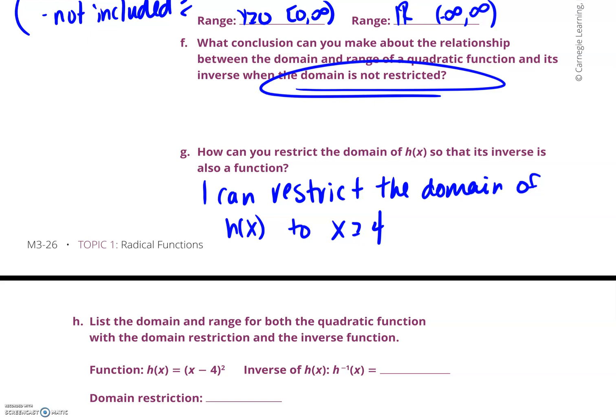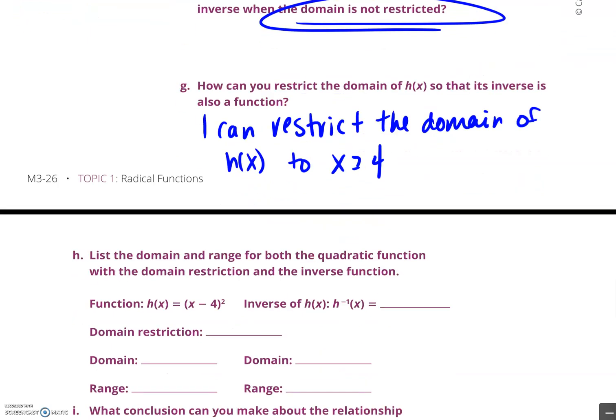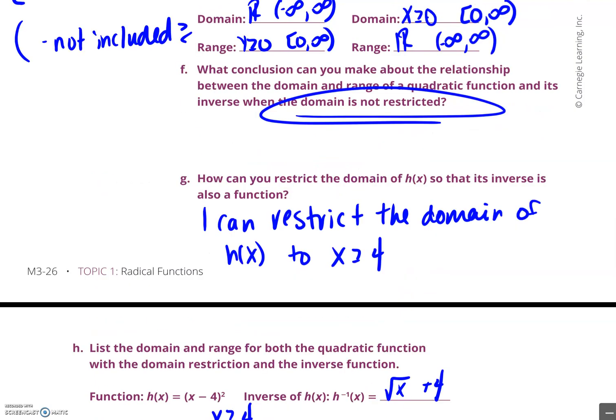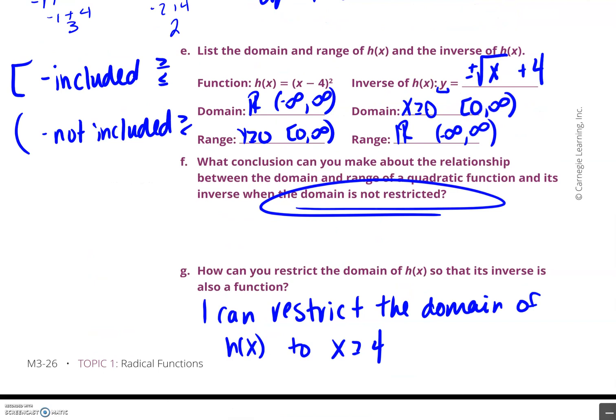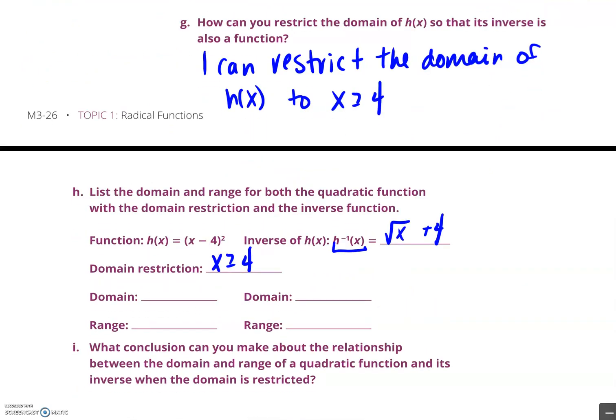So we're essentially going to take off that plus minus. So we just have the square root of x plus 4. Alright, so the domain restriction, and again, notice that we're going from a y equals to h of -1, so the inverse of h of x. All right, so how that's going to affect the domain, so now our inverse is going to look like that.